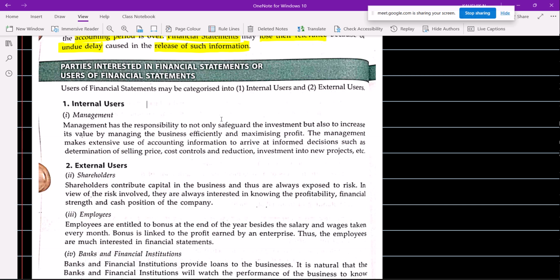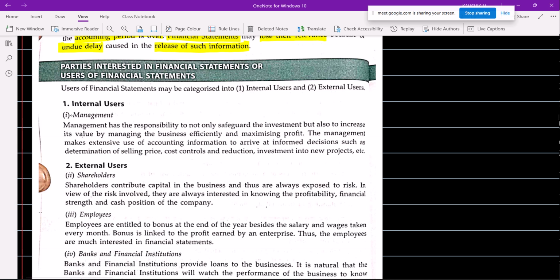So who's ready to read the first concept, internal users? The parties interested in financial statements, or users of financial statements, we can club into two categories: internal users and external users. So who's ready to talk about the internal users? Who will read the internal users passage? I'll read, sir. Yes, Kanna, please proceed.